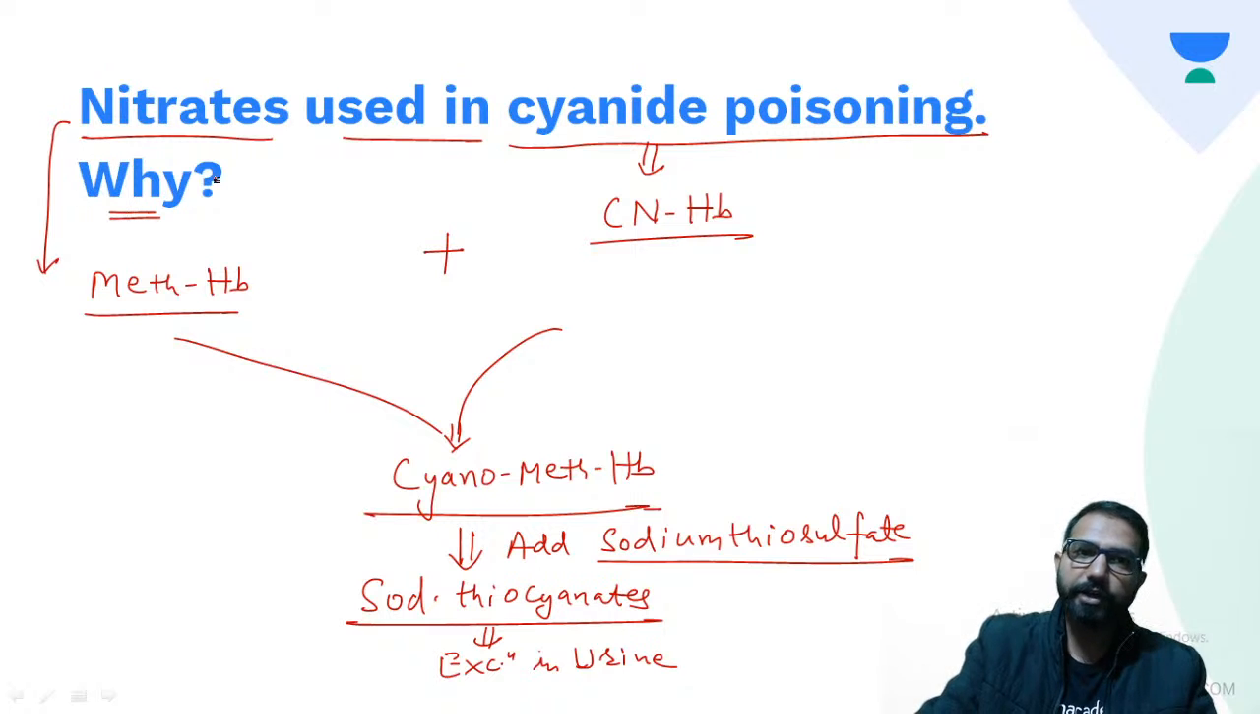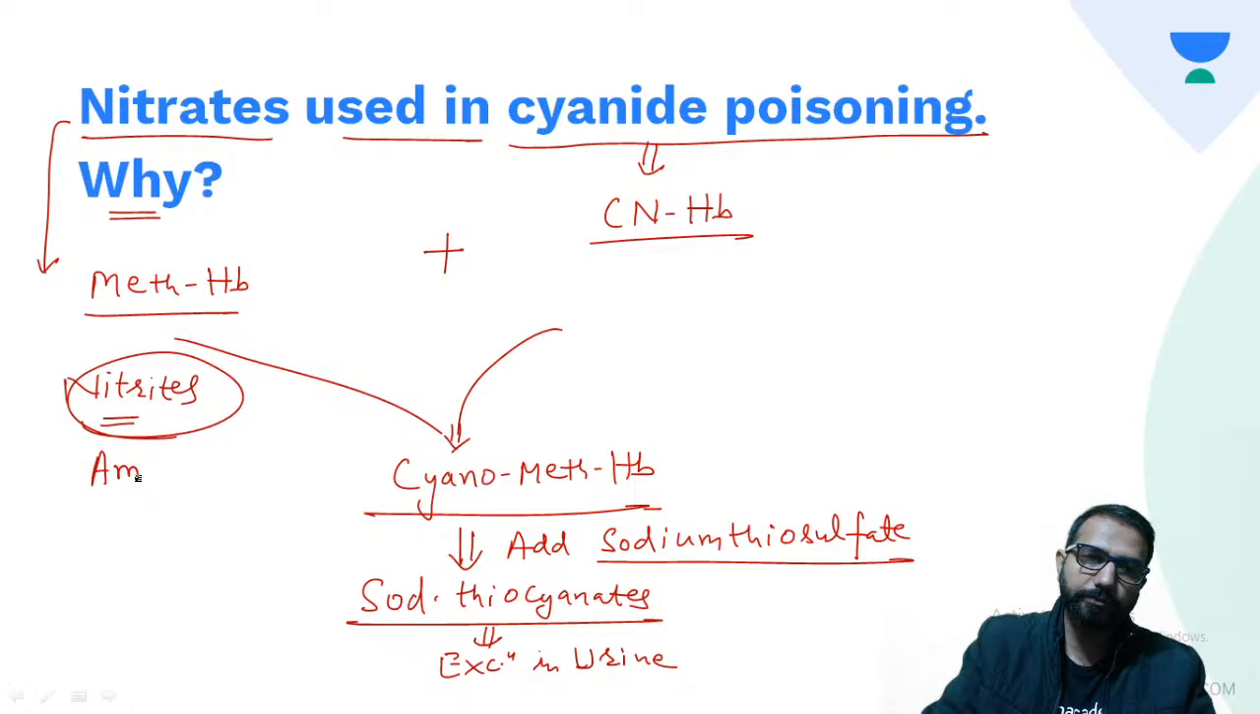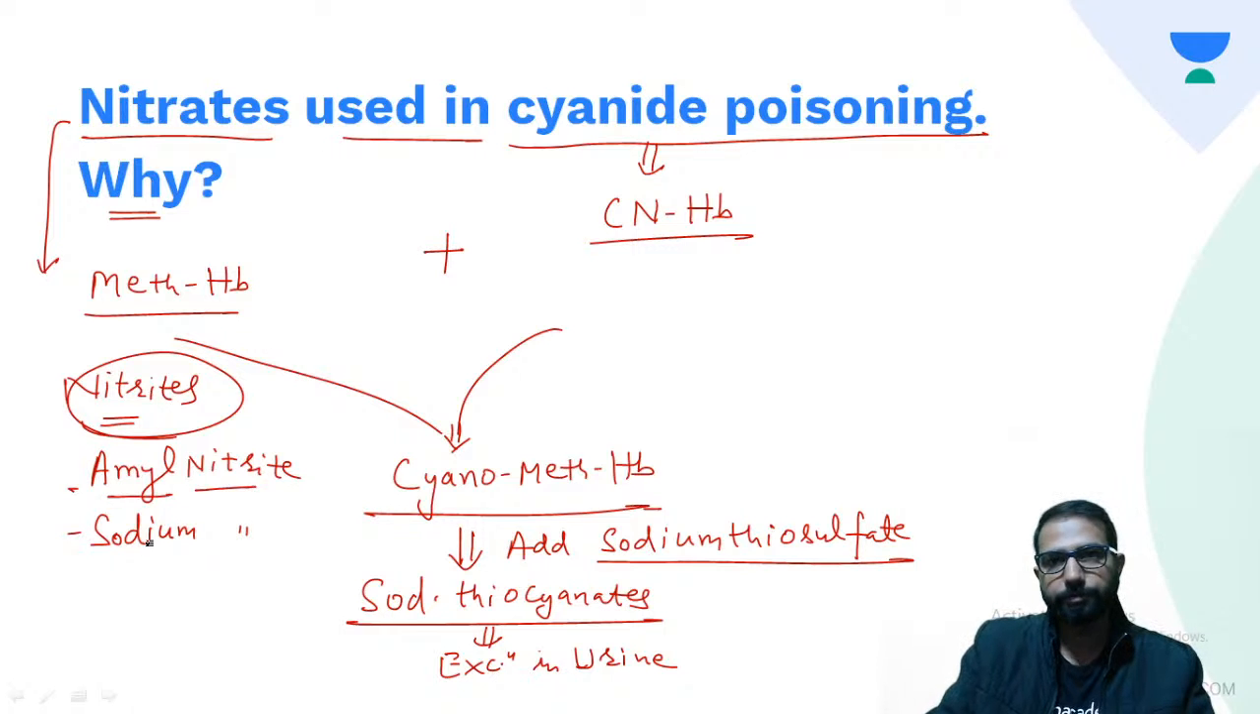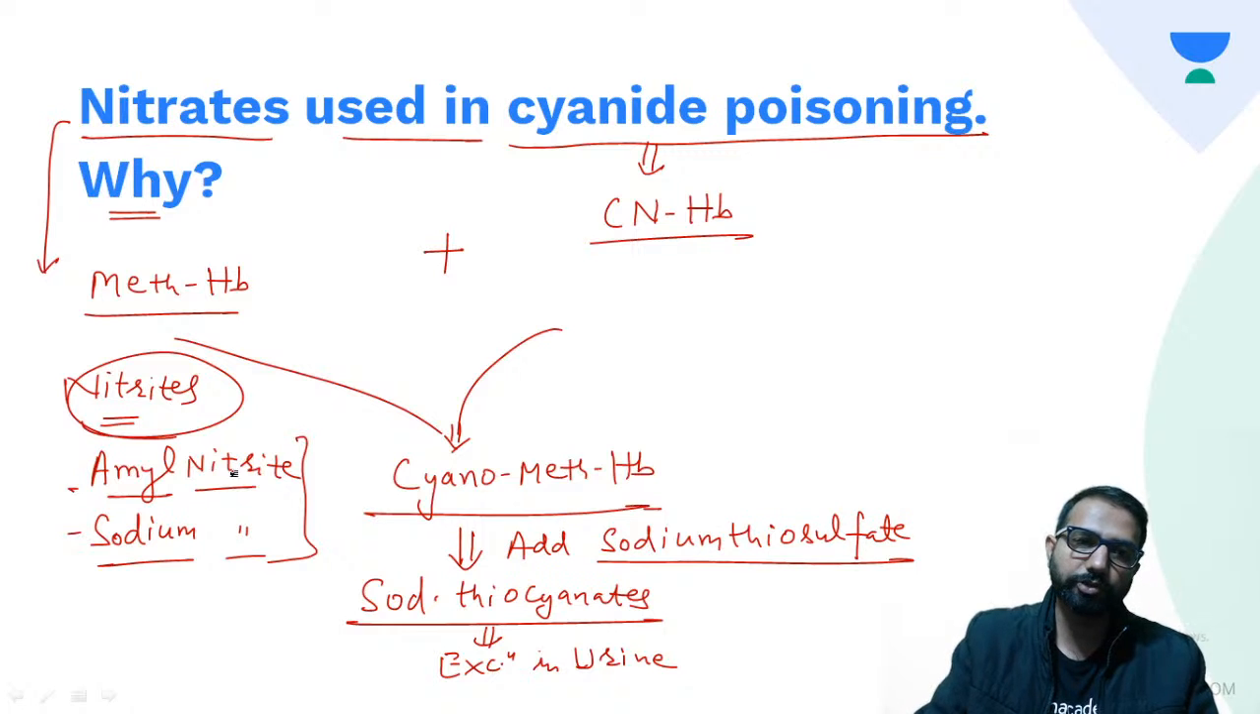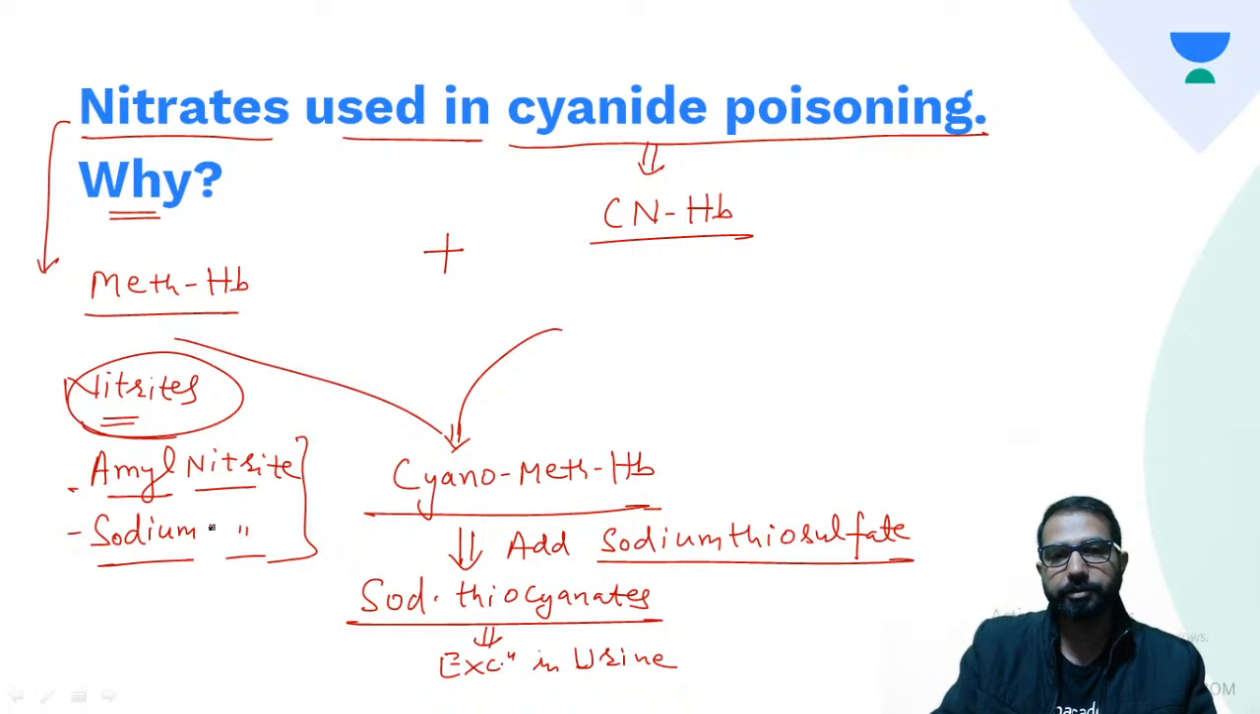So we don't prefer nitrates, we are preferring the nitrites, like amyl nitrite or sodium nitrite. Amyl nitrite is used via inhalation, nebulization. Sodium nitrite is used via the IV route, intravenous. So these are preferred, not the nitrates, because amyl nitrite and sodium nitrite are very fast.